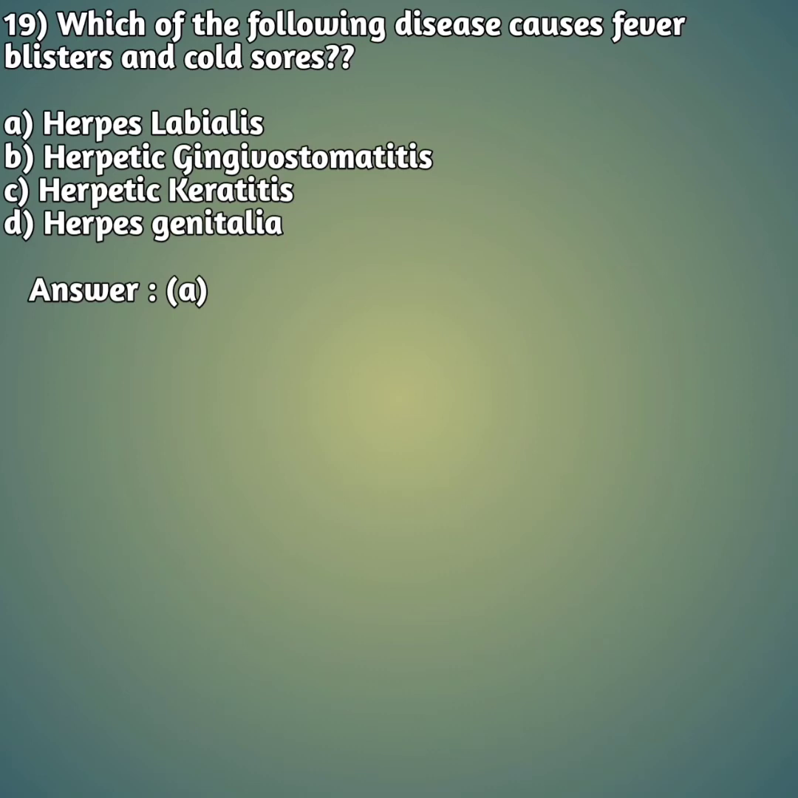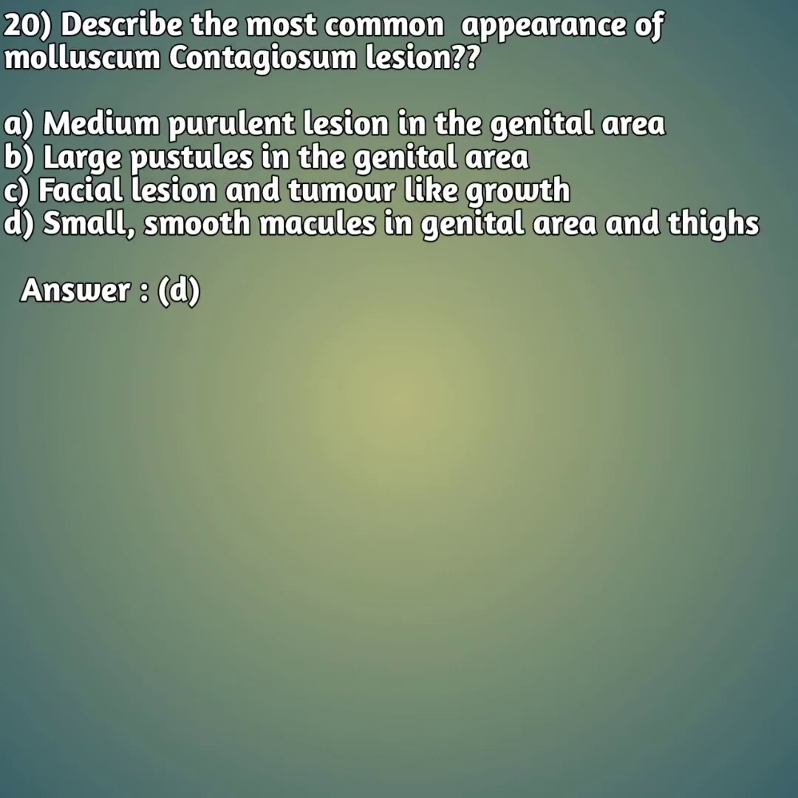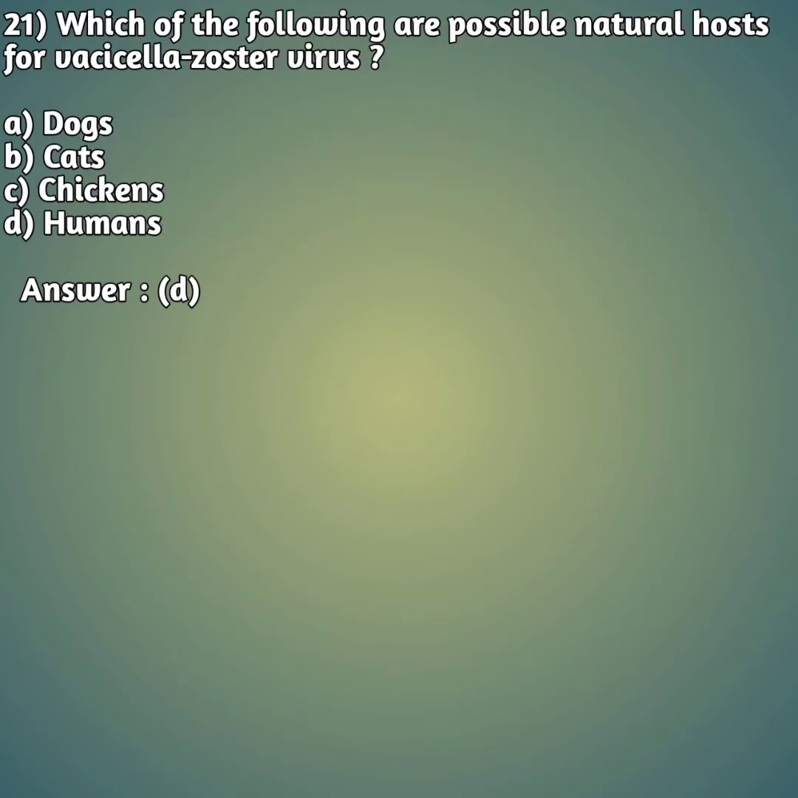Moving on to our 20th question, describe the most common appearance of molluscum contagiosum lesion. Option A medium purulent lesion in the genital area, option B large pustules in the genital area, option C facial lesions and tumor-like growth and option D small smooth macules in genital area and thighs. So your right answer is answer D, small smooth macules in genital area and thighs.